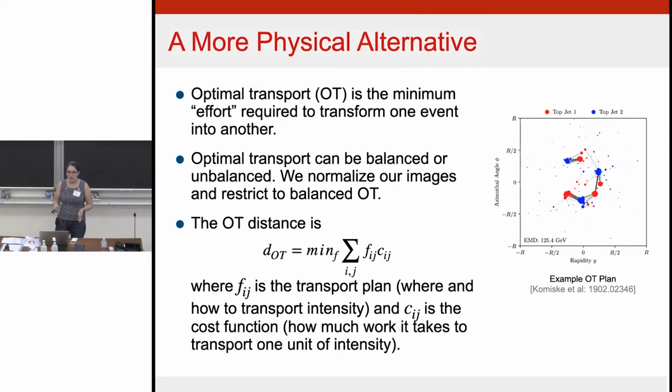More specifically, optimal transport is defined by this minimization of the sum of F_ij times C_ij. F_ij is a transport plan. It describes where and how to transport intensity. In this image here, one image is these blue dots and the other image consists of all these red dots, and these lines show the transport plan of how to move intensity or energy between them. And then C_ij is the cost function, which is how much work it takes to transport one unit of energy, say a Euclidean distance. This minimization is over these transport plans. You're trying to find the most efficient way to move the energy.